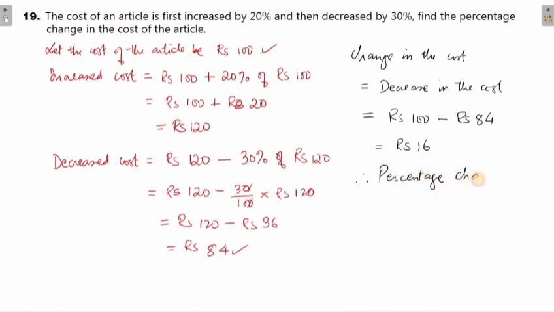Okay, so therefore we have percentage change. Now all of you first write the formula, that is change in the value. Okay, change in the value, that is change in the cost, is rupees 16 by original value, that is the original cost, which is 100, into 100%. So rupees cancel, 100 gets cancelled, so that's why your answer turns out to be 16% for this particular question. Okay, so remember this is percentage change, and since it is a decrease, you can write 16% decrease. Okay, so that will be better, right?